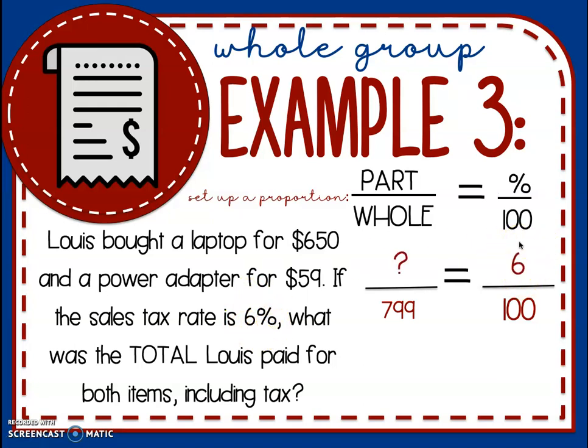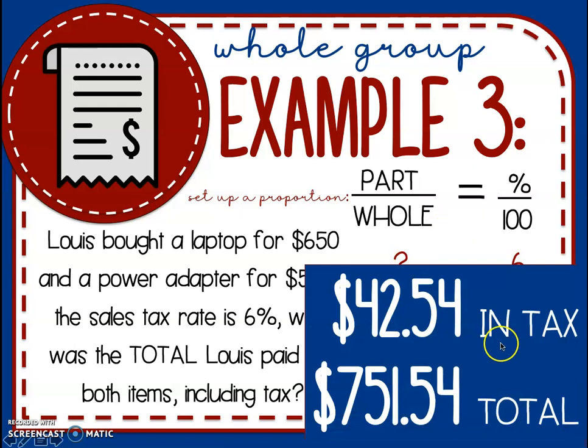Now, we're looking for just what he paid in tax. So we're going to cross multiply 799 times 6, and then we're going to divide by 100, okay? And we get that he paid $42.54 in tax. To get the total he paid, we're going to take his $799 bill plus $42.54, and we're going to add them together and get $751.54. Okay.